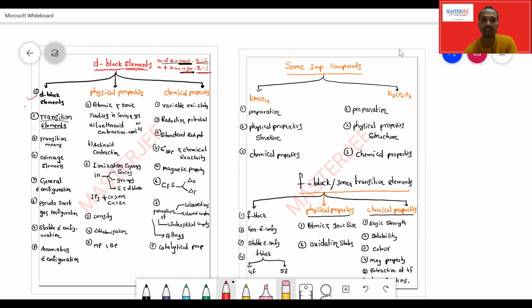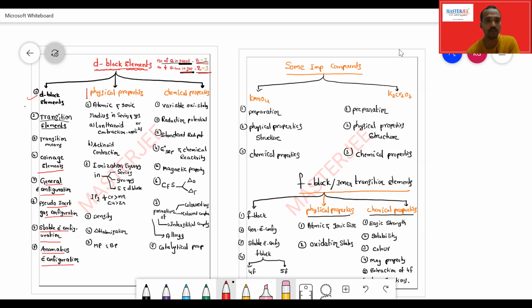In this, what I have to discuss is the basic terminology. What is meant by D block element? What are transition elements? What are non-transition elements? What is meant by transition? What are the coinage elements? What is the general electronic configuration? What is a pseudo inert gas configuration? What is a stable electronic configuration? What is the anomalous electronic configuration? About this we have to discuss in brief. These are the basic terminology in D block.